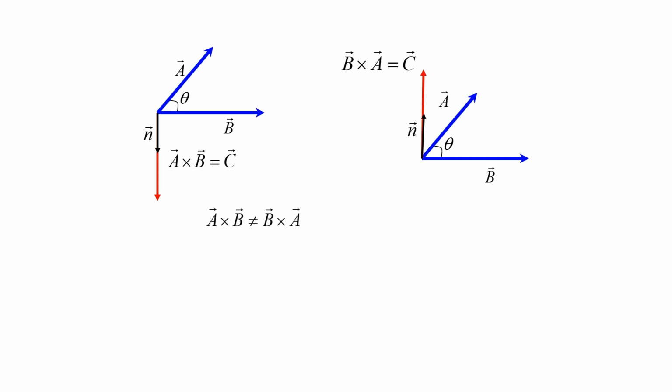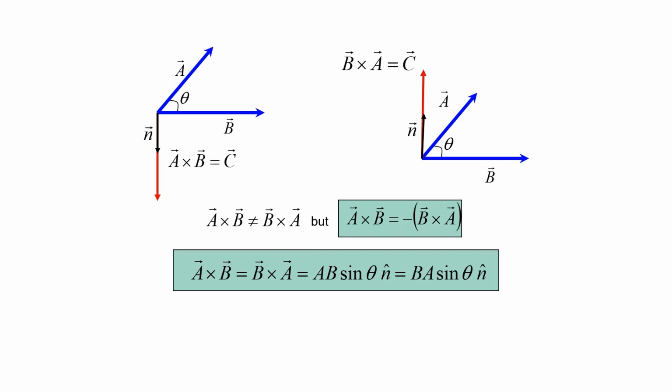Therefore, A cross B is not the same as B cross A, but A cross B is equal to negative B cross A. The magnitude of the cross product produced is AB sine theta n, which is equal to BA sine theta n.